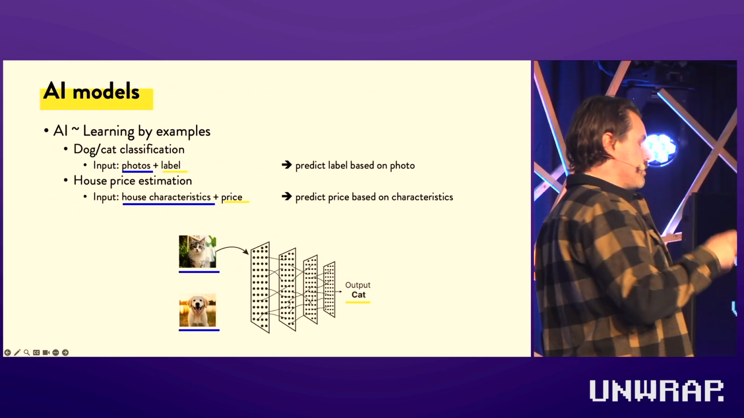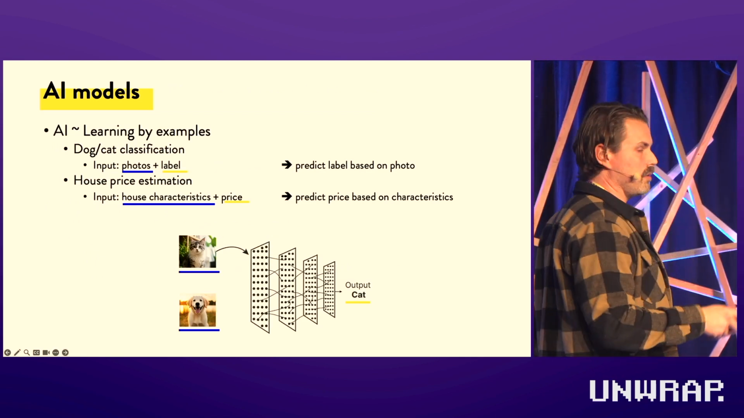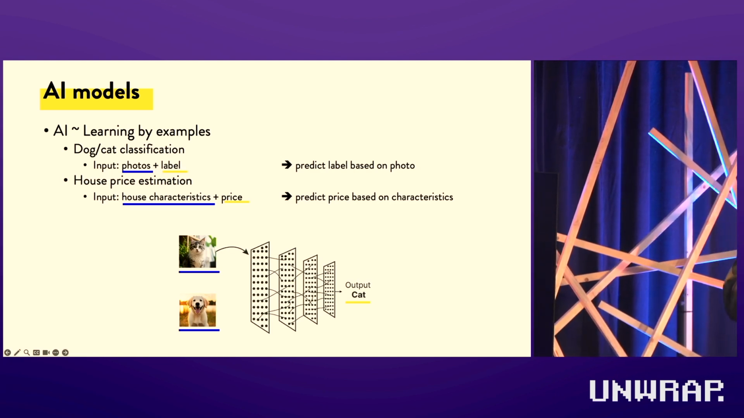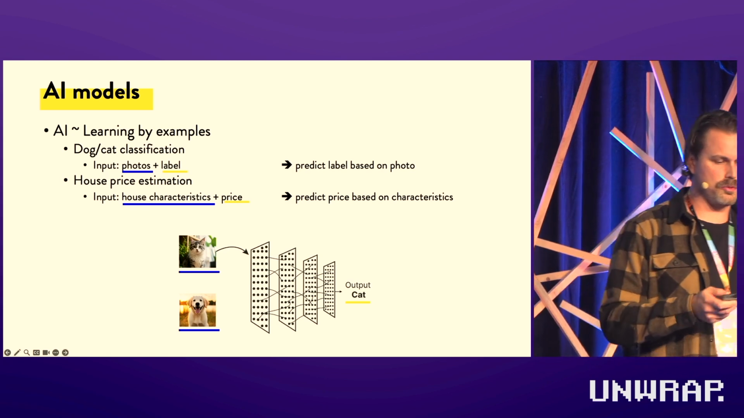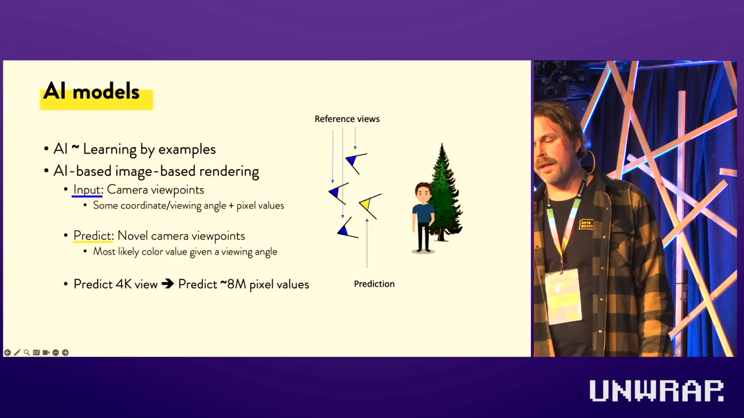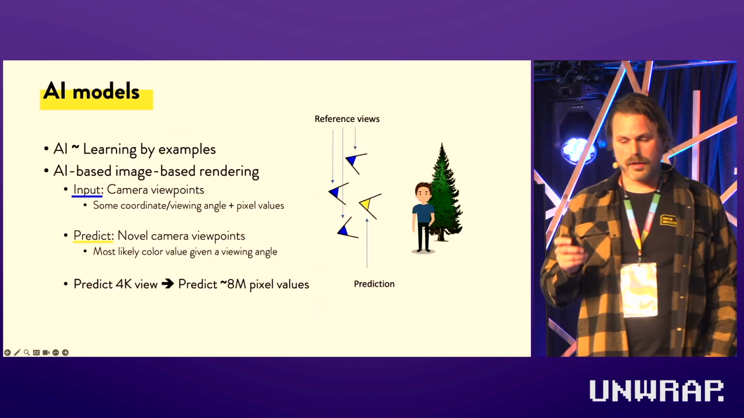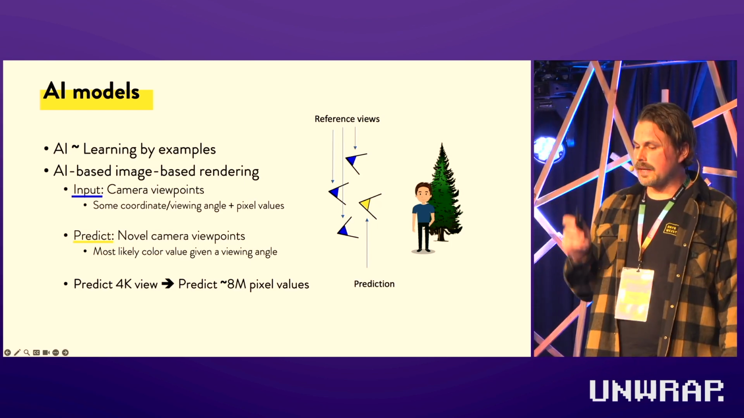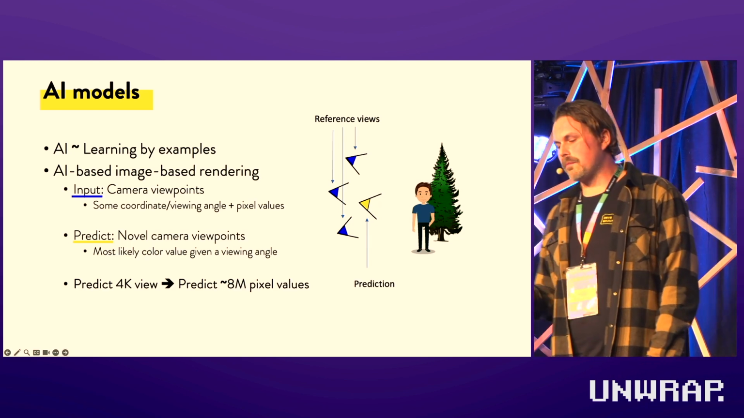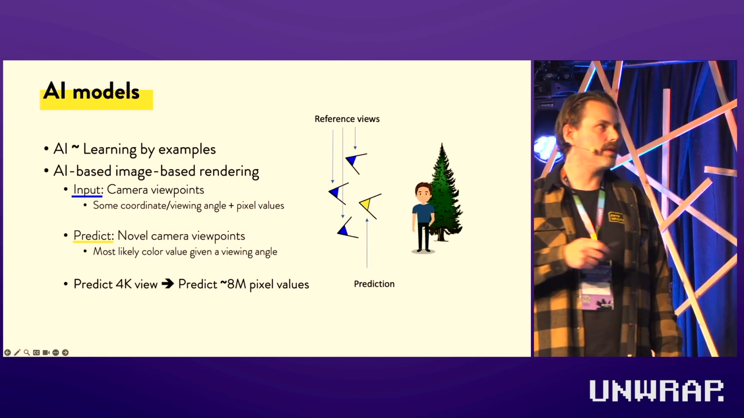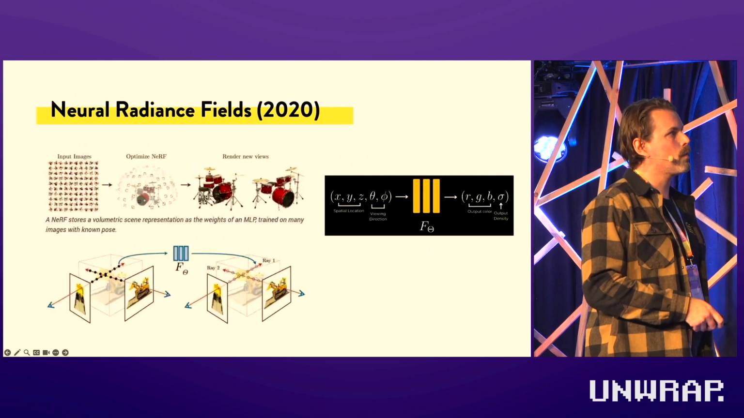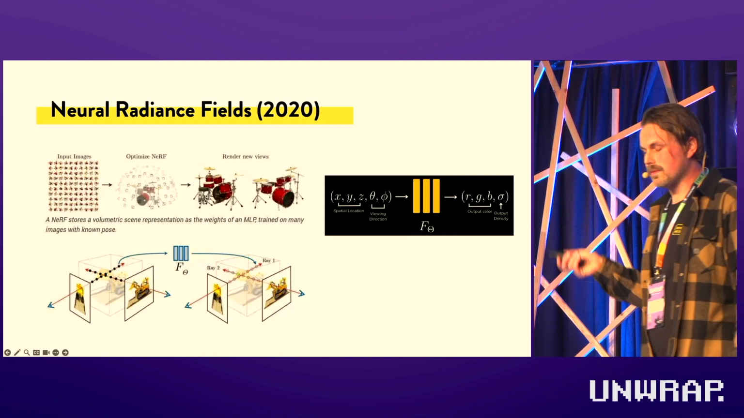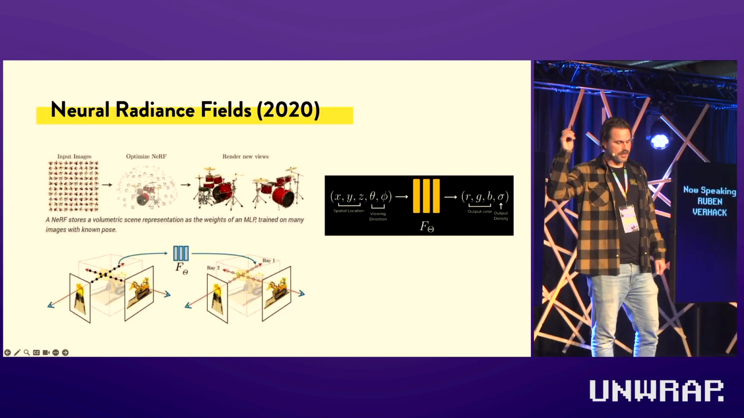AI models 101 is basically learning by examples. If you want to classify a cat and a dog, you have a ton of images and the labels, is it a dog, is it a cat, and then you can predict it from that. In this case, you have a couple of reference views, and you want to predict the new view. If you want to do this in 4K, it means that you need to do 8 million predictions, 8 million pixels. This is what they were doing with neural radiance fields. This was, in AI terms, the Middle Ages.